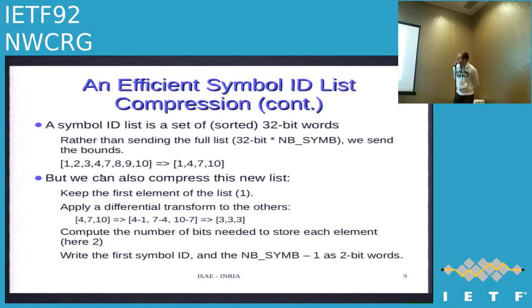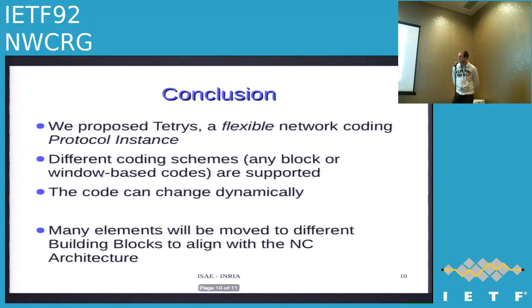Next slide. Conclusion. We propose Tetris, a flexible network coding protocol instance, by giving the possibility to use different coding schemes. You could use block or window-based codes, and the code, the code rate, and a lot of tunable parameters could change dynamically. And we know many elements must be moved to different building blocks to align with the network coding architecture. That's all.